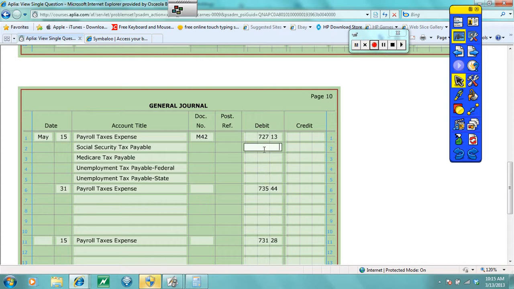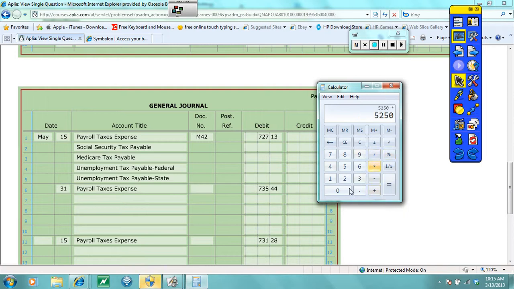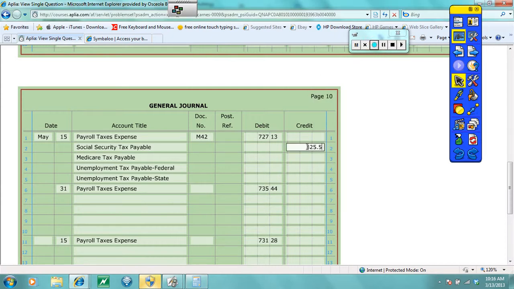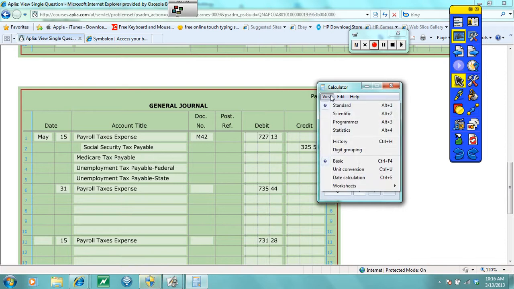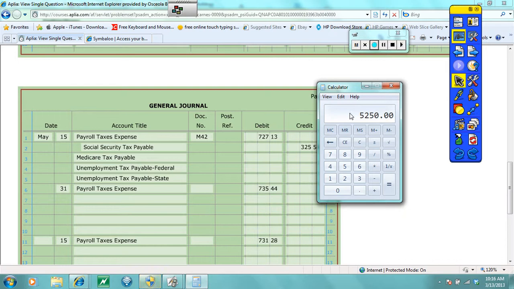Okay. Social Security tax payable. Take that number and times it by what? Medicare tax. Yeah, it worked. Take the amount of my salary times 0.0145. Remember, this is my expense as an employer. That's why it's so low.